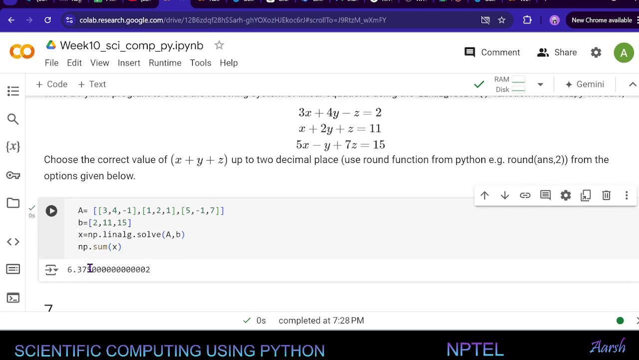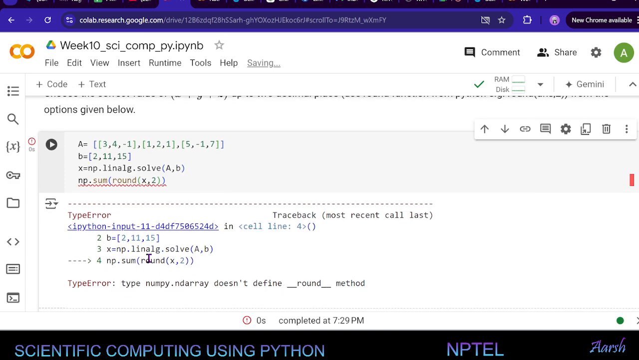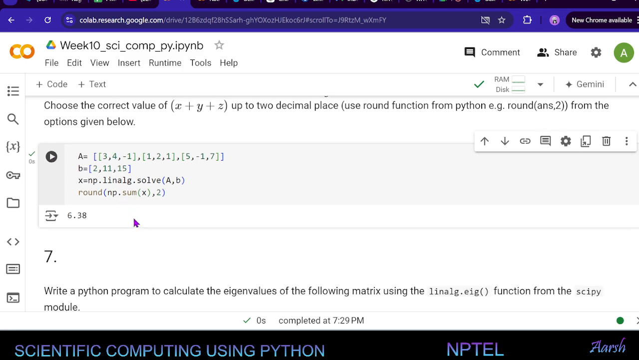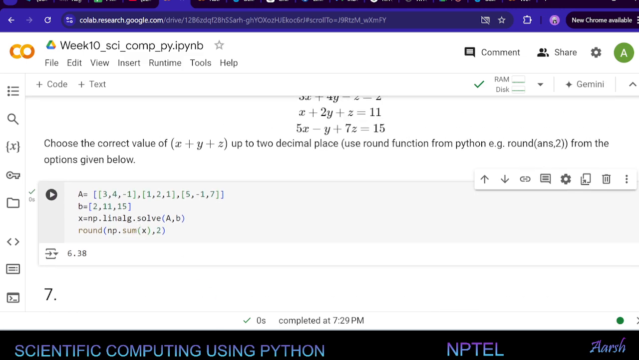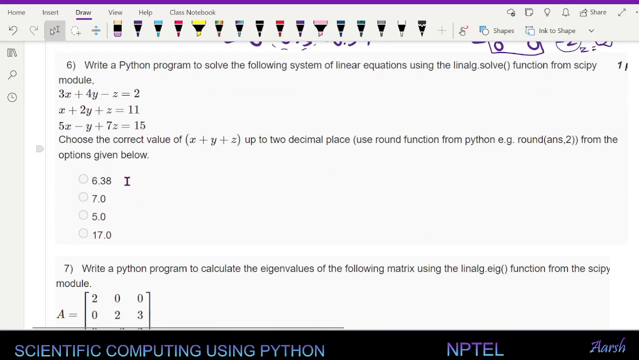which is 6.375. So if we round it off, round x to 2 decimal points, it will be 6.38. What happened? Oh, basic error. I should round off the sum. 6.38. Okay, and that's the answer. 6.38.